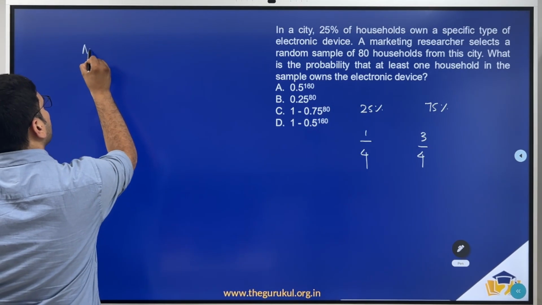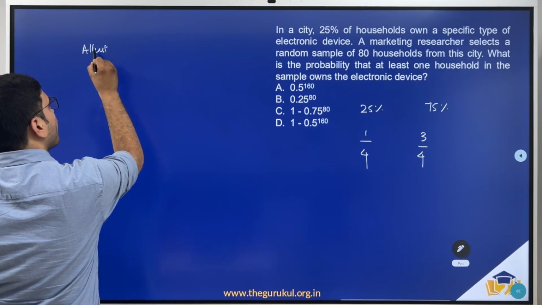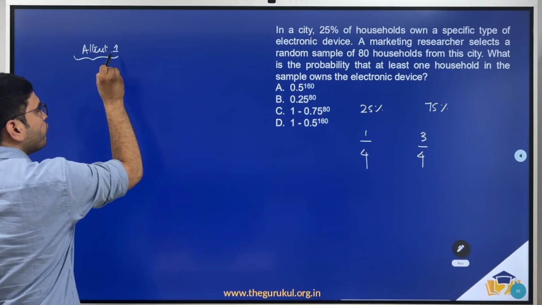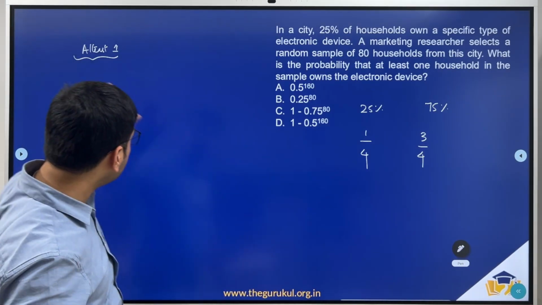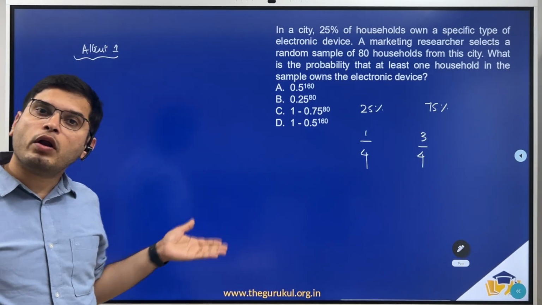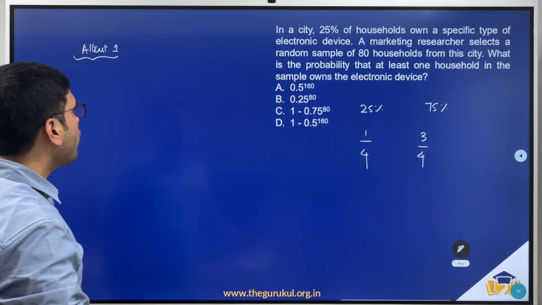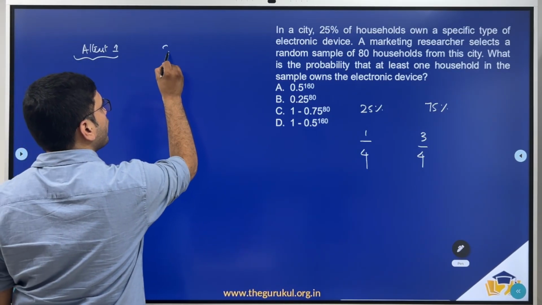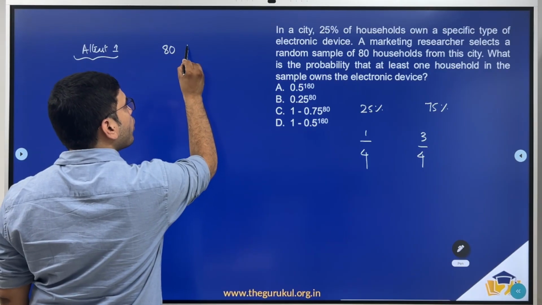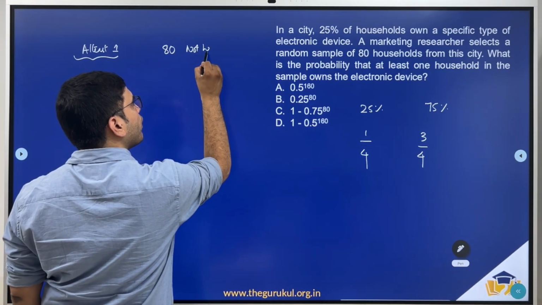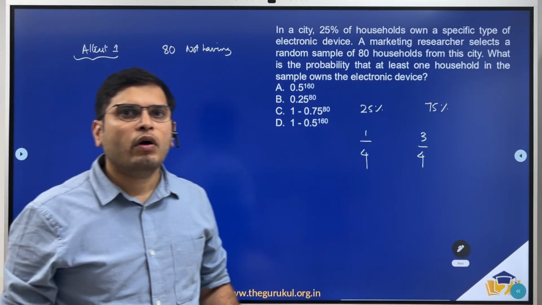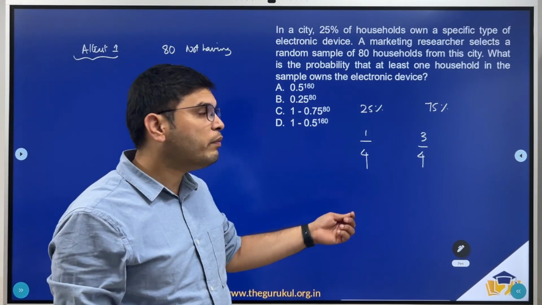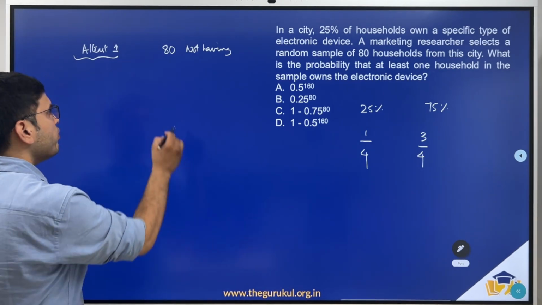Now, at least one household out of the selected 80 households should have the electronic device. Now, if this is the event, what is the non-occurrence of that event? Right? Non-occurrence of that event is all 80 households not having that electronic device. Right? Now, what is the probability of one person not having that electronic device?